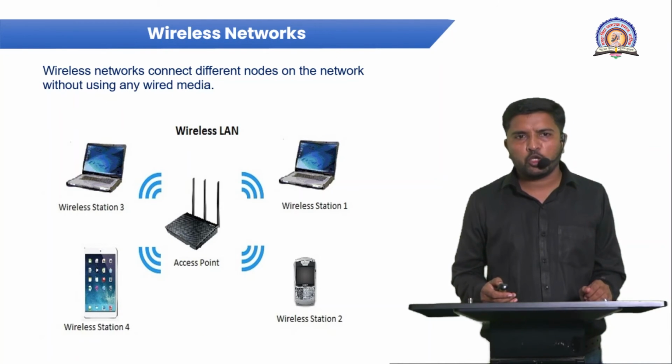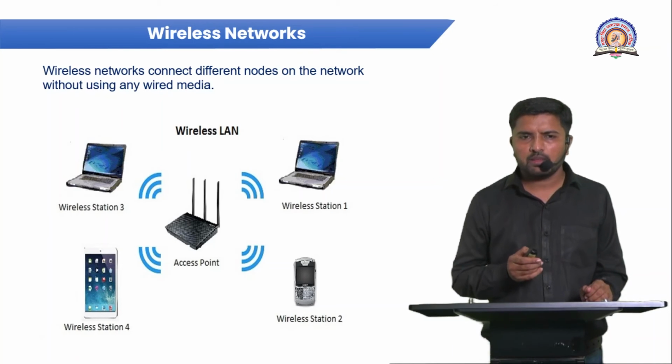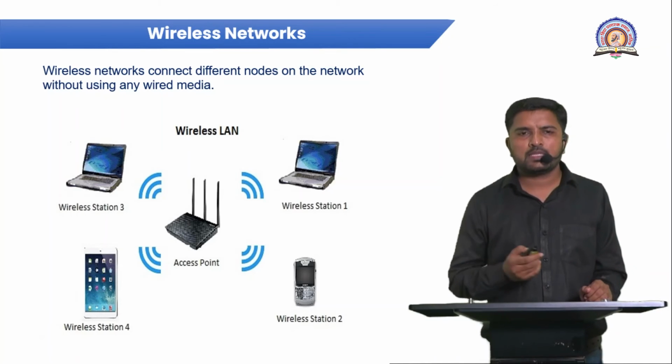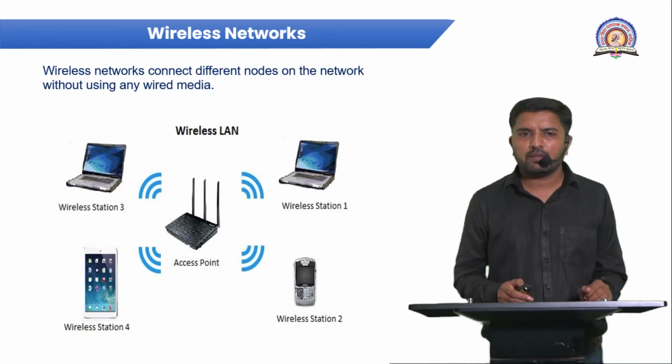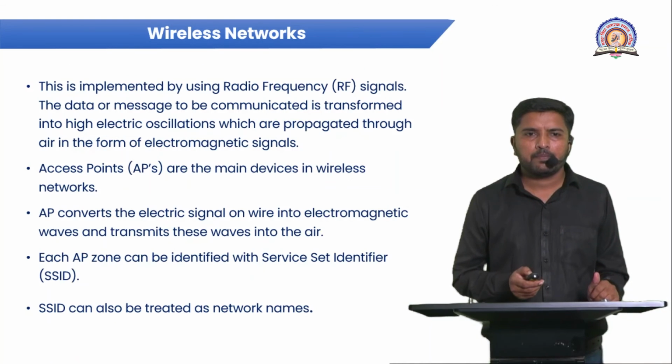Then the next topic of our session is wireless network. You can see here in the diagram wireless stations. Let us consider we are having 4 different stations. There may be more than 4 stations, but just for simplicity, we are referring to these 4 stations, and all of them are connected with the help of an AP. AP means access point. That access point will control as well as transfer the data from one area to another area, one network to another network, one system to another system.